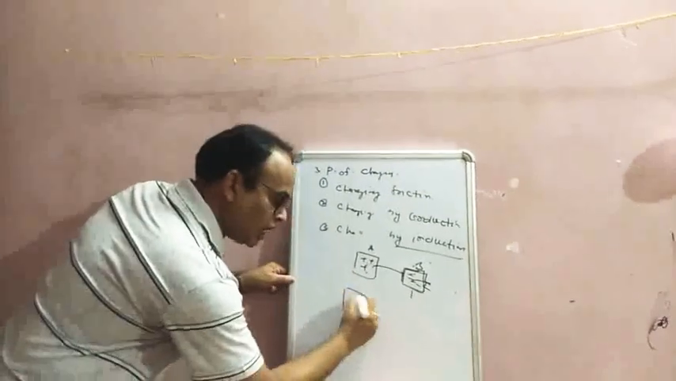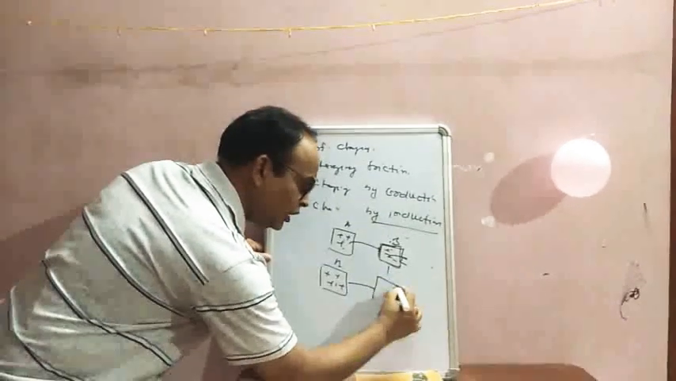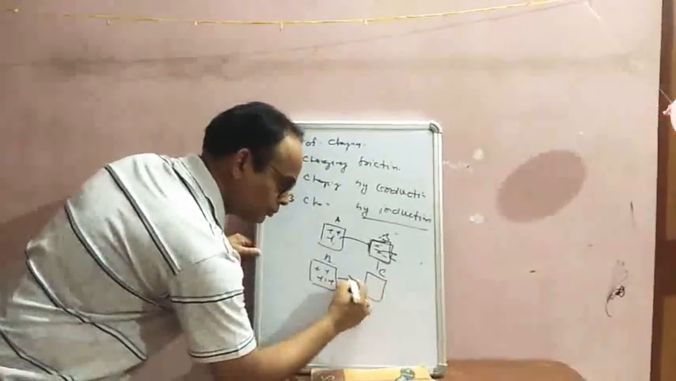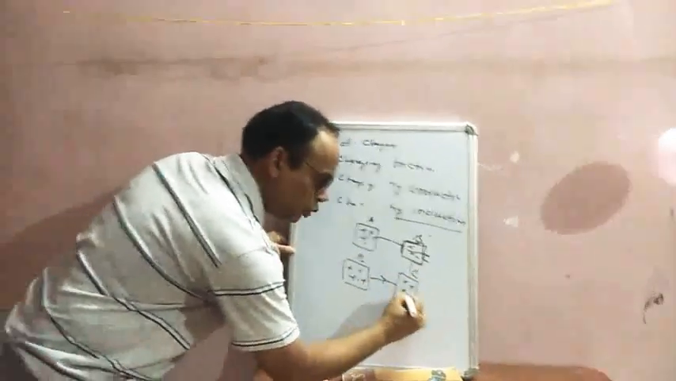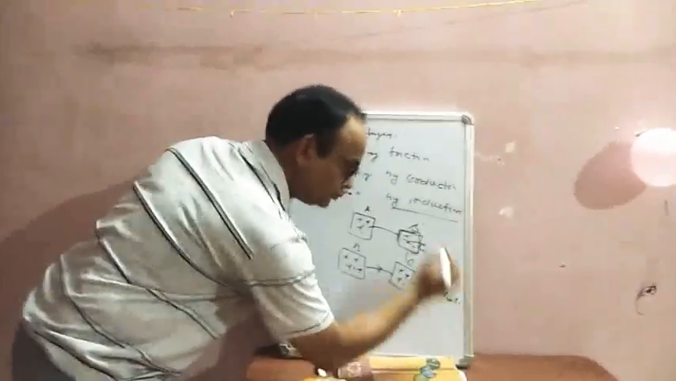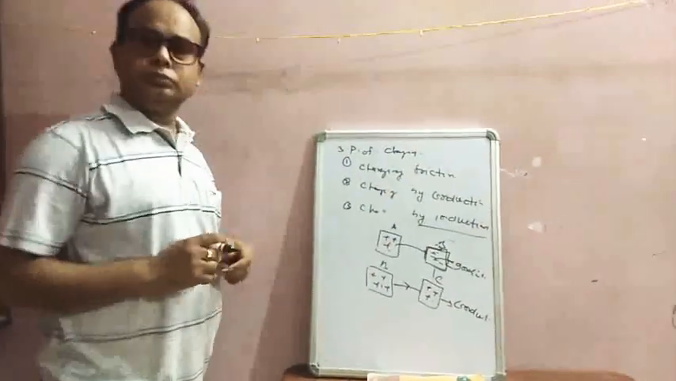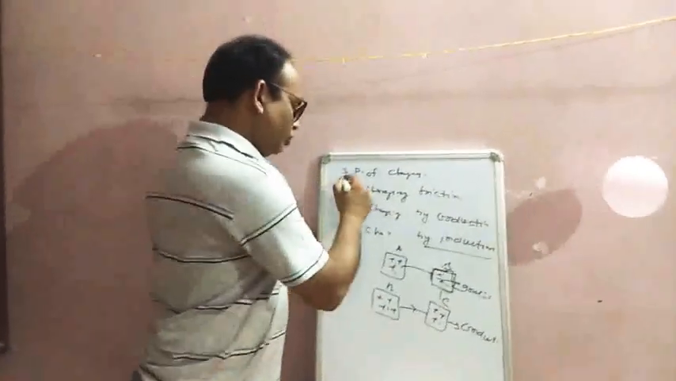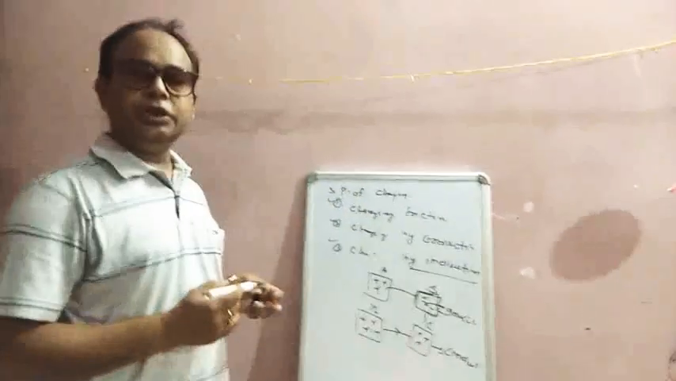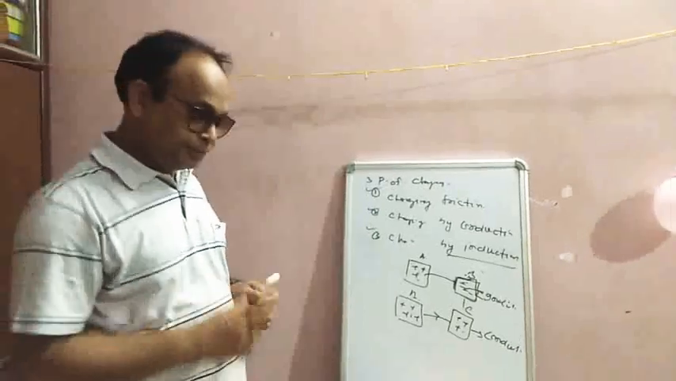But if you take a charged body and touch it to another neutral body, some of the charges flow to it. This process is called conduction. This is induction. In this way, there are three methods of charging a body. In this way we can produce a charged body.